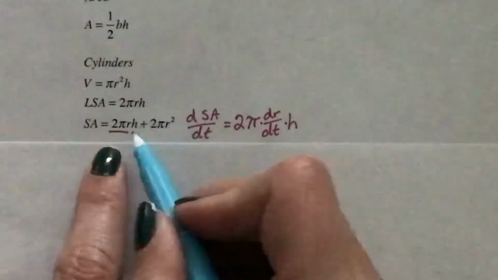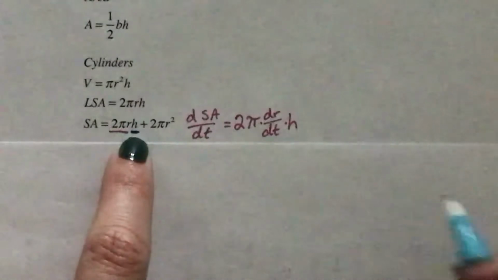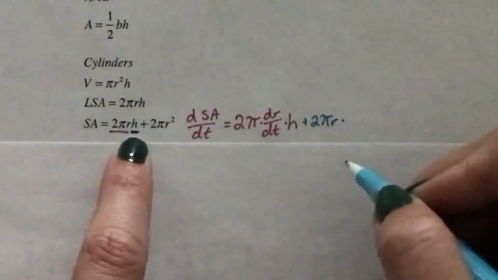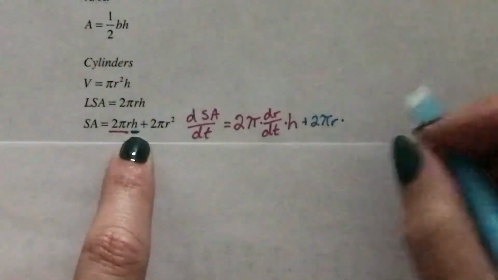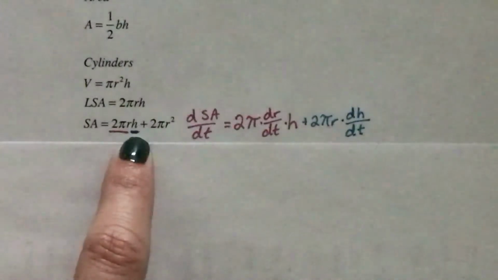Okay, second half of the product rule, h is the thing that we're going to take the derivative of this time around. So plus 2 pi r times, and then the derivative of h is? Awesome, dh dt.